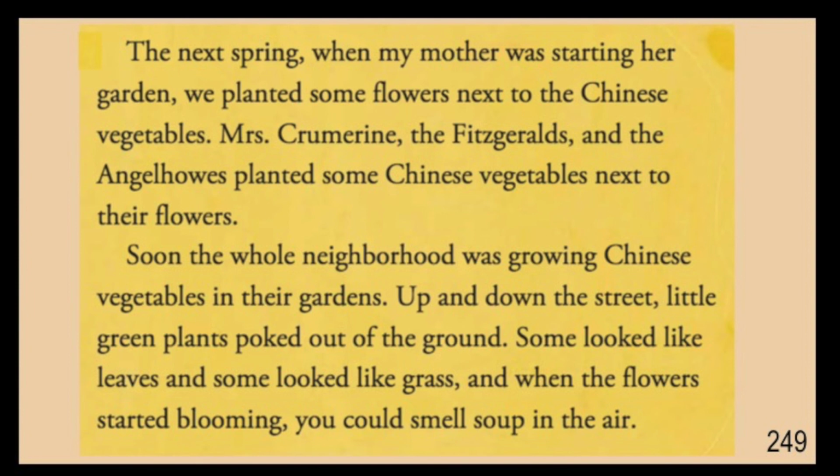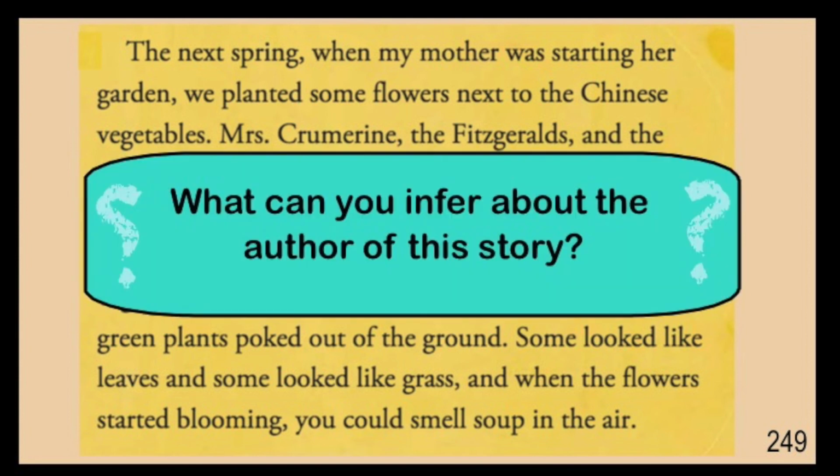The next spring, when my mother was starting her garden, we planted some flowers next to the Chinese vegetables. Miss Crummerine, the Fitzgeralds, and the Angel Howells planted some Chinese vegetables next to their flowers. Soon the whole neighborhood was growing Chinese vegetables in their gardens. Up and down the street, little green plants poked out of the ground. Some looked like leaves, some looked like grass, and when the flowers started blooming, you could smell the soup in the air. The end.